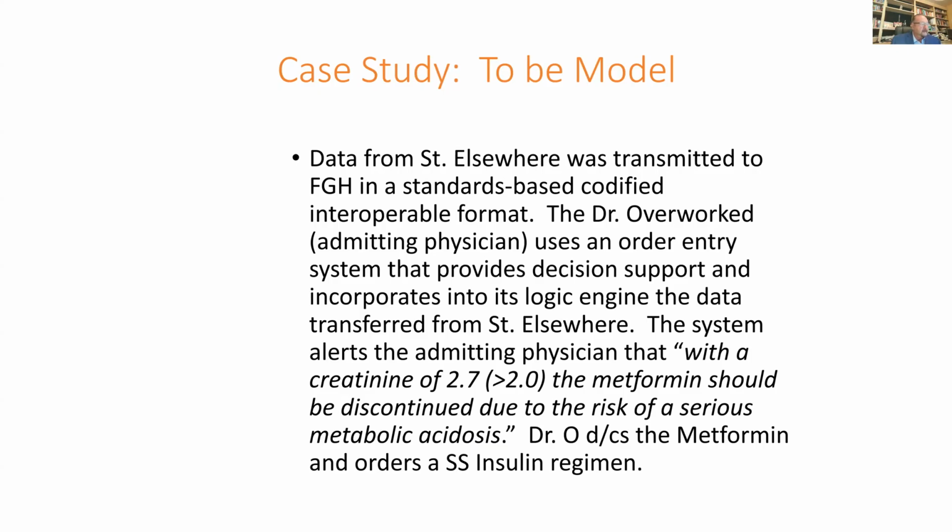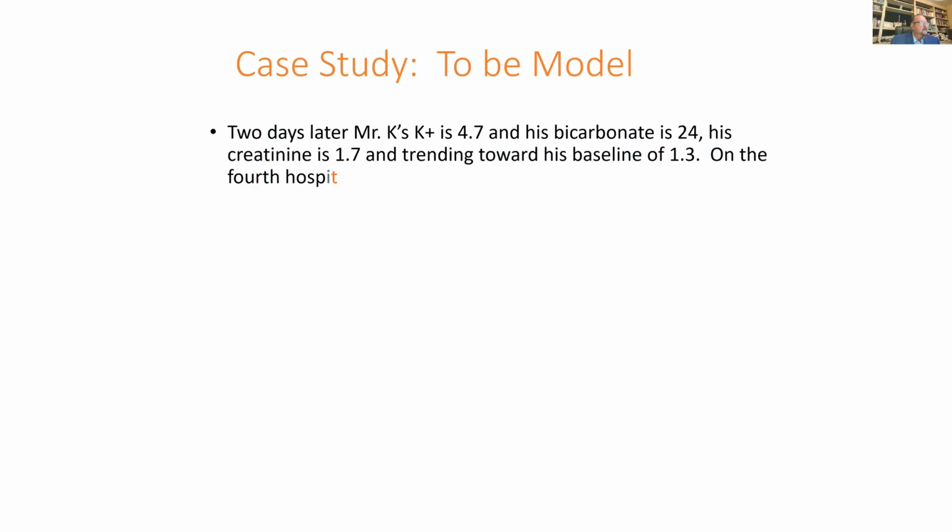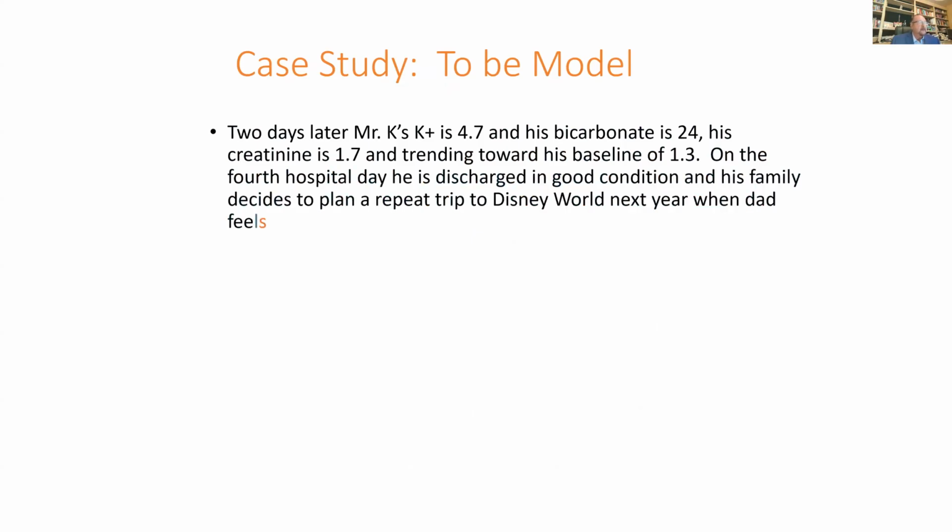The system alerts the admitting physician that with a creatinine of 2.7, the metformin should be discontinued due to the serious risk of metabolic acidosis. The overworked doctor sees the metformin and puts him on sliding scale insulin instead. 2 days later, Mr. Knievel's potassium is normal at 4.7, his bicarb is 24, which is normal, and his creatinine is 1.7, trending down to his baseline of 1.3.